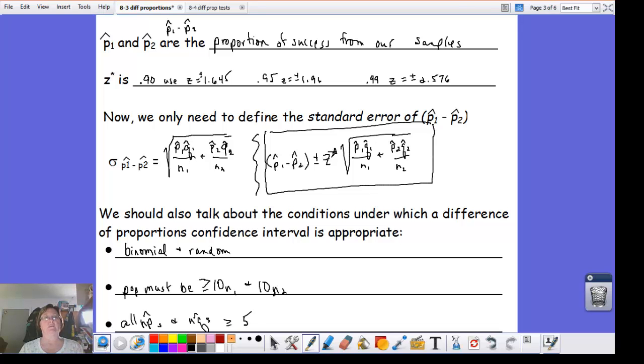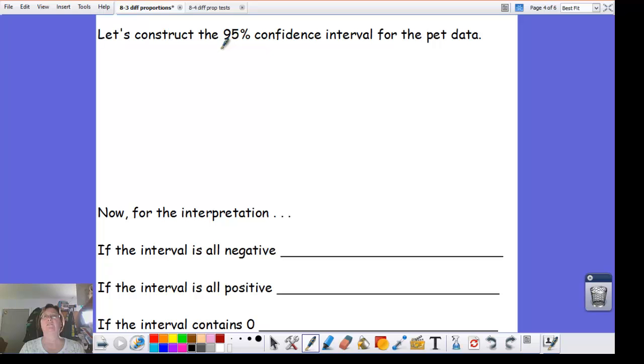We're going to construct the 95% confidence interval for the pet data that we had earlier in this lesson. The first of those statistics is the now, or recently, and I'm going to call that p hat 1. The percentage there was 0.63. In 1996, so I'm going to call that then, and that's my second p hat, that was only 56%.